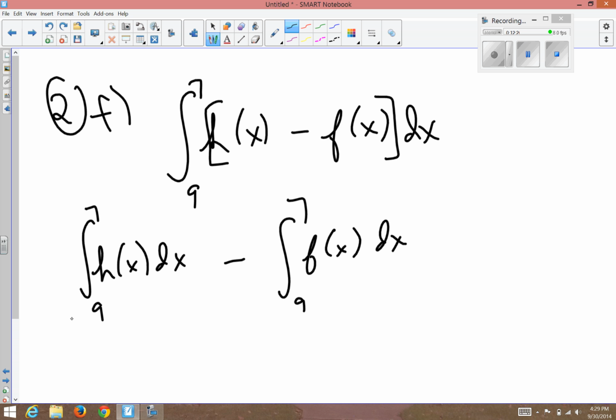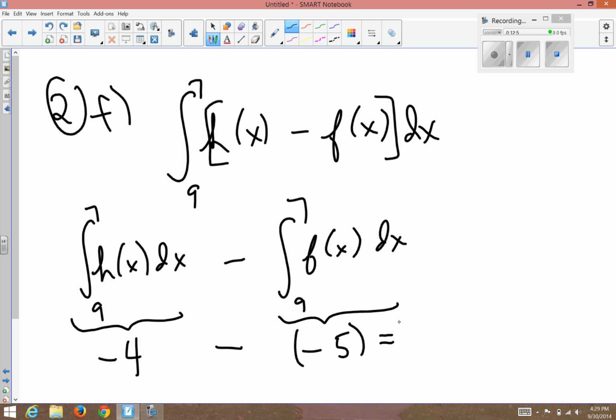So do I know the integral of h of x dx from 9 to 7? It's -4. I hope you know why it's -4. Look at the directions and look at stuff we've done. This minus gets brought down. The integral from 9 to 7 is -5. Do you know why? So -4 minus -5 is 1, and that's the answer to part F.